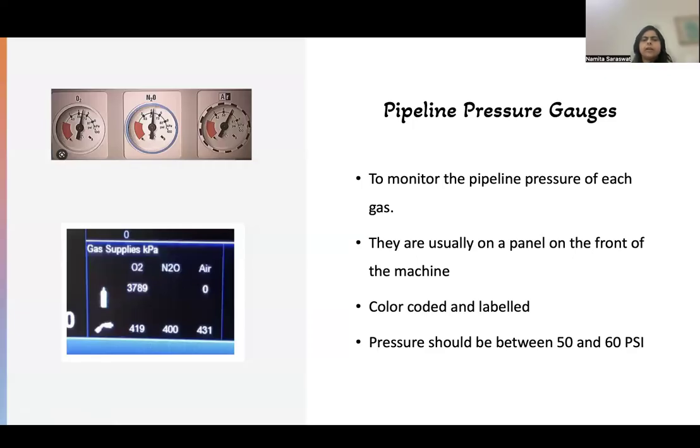Pipeline pressure gauges are used to monitor the pipeline pressure of each gas. They are usually on the panel on the front of the machine, and they are also color coded as well as labeled. The chemical name of the gas will be written. You should check the pressure while checking the pipeline. It should show between 50 to 60 psi. These are analog type, and this is digital.